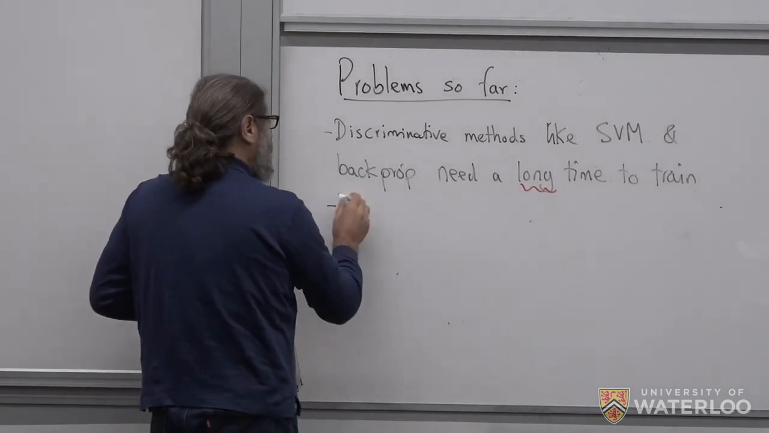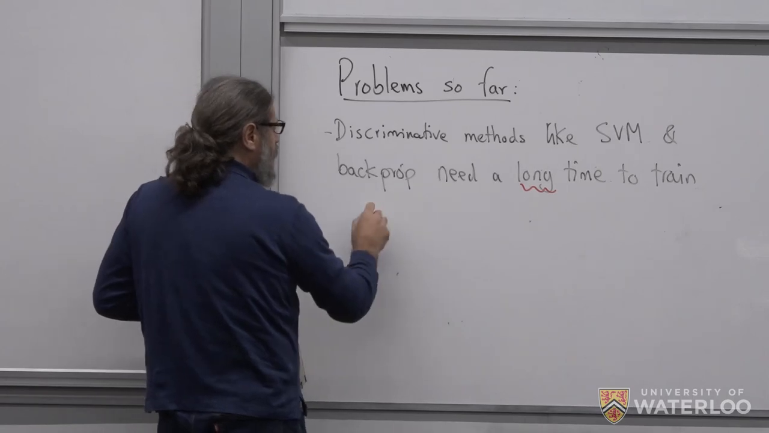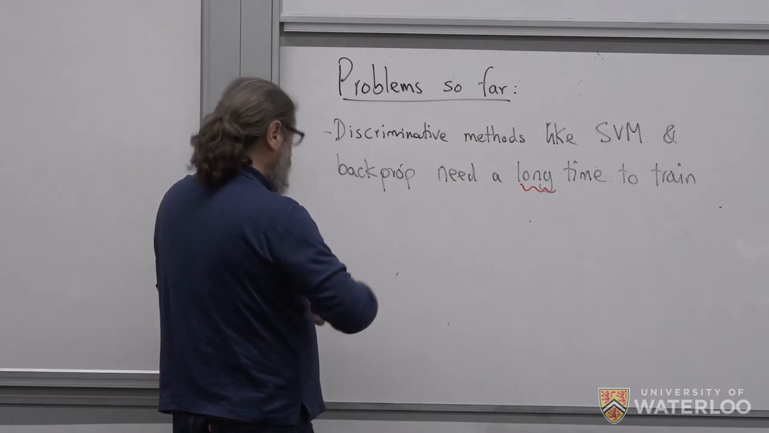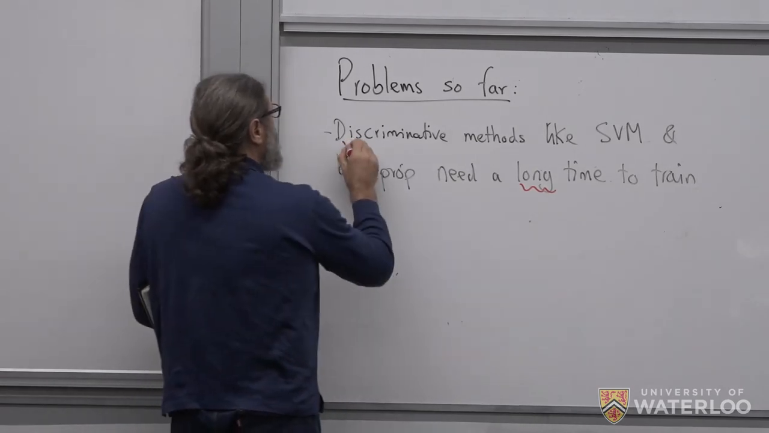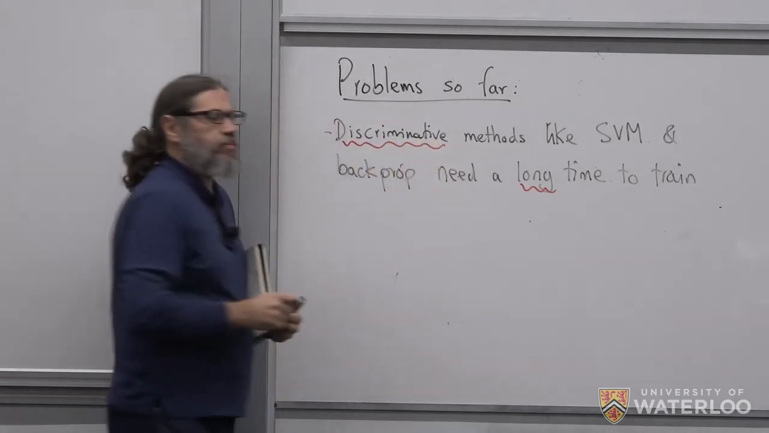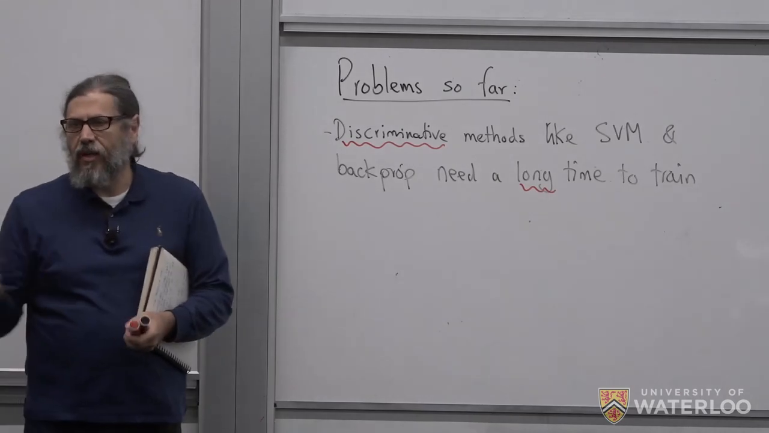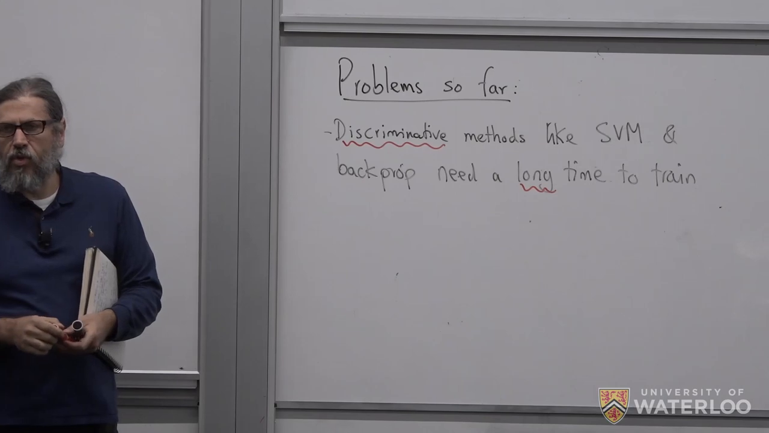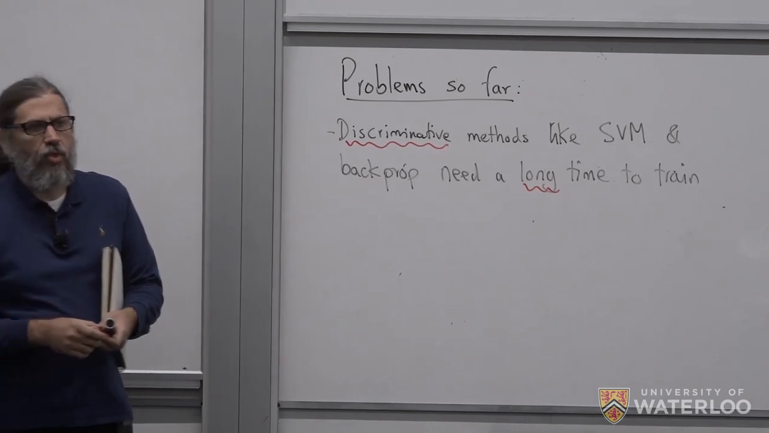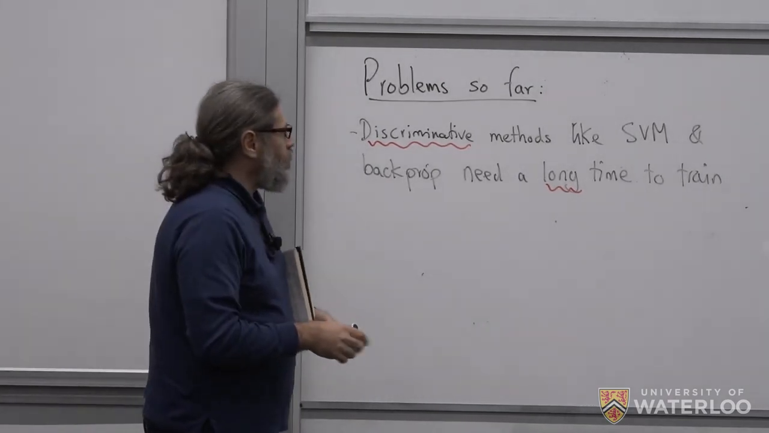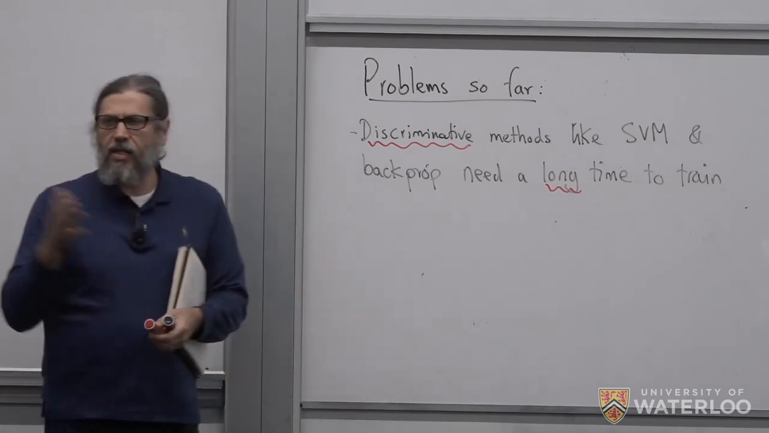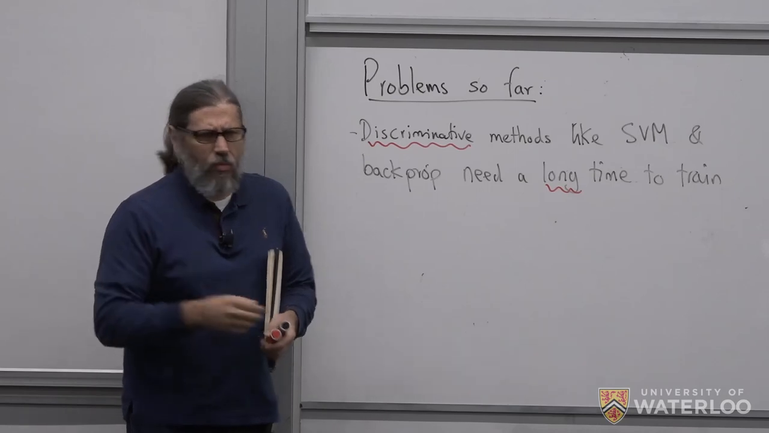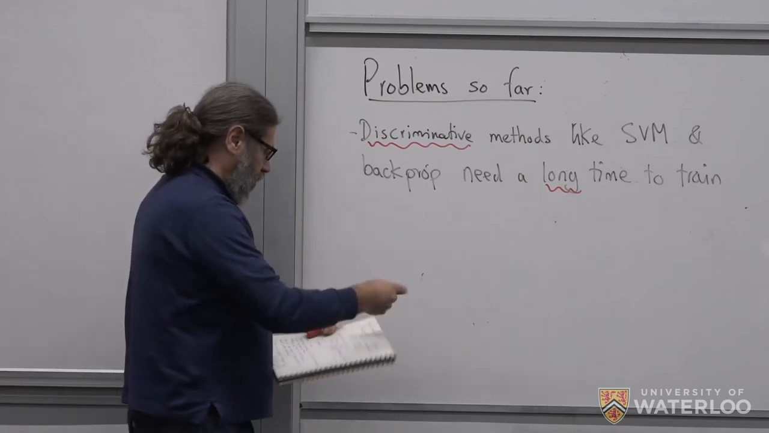Another problem we had, again, when we talk about discriminative, maybe I should have highlighted this as well. We are talking about methods that classify. So classifiers. Neural networks are classifiers. Support vector machines are classifiers. So whenever you train a classifier, it takes a long time. And when we say long time, again, we don't mean several minutes. We mean really a long time.